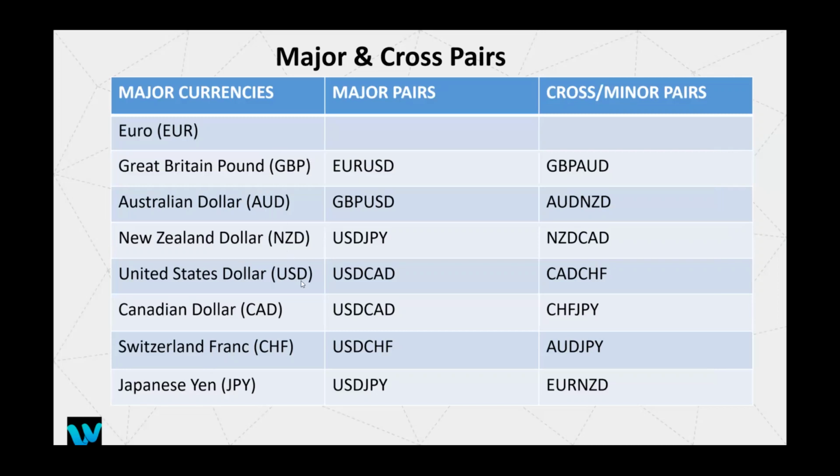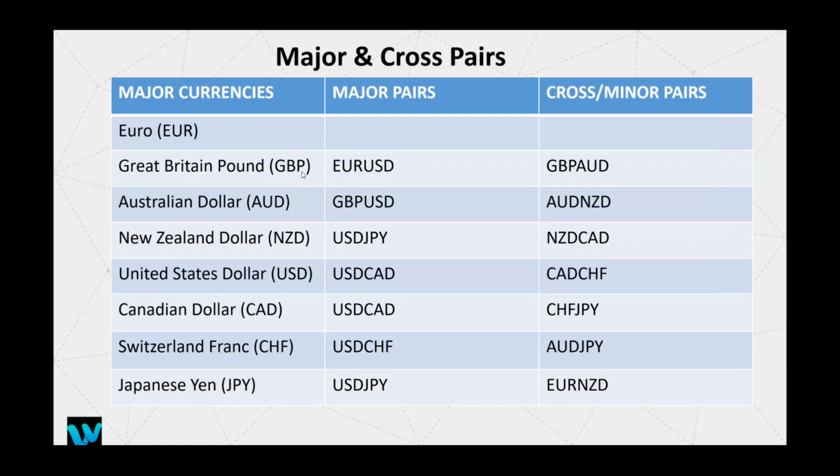They're always symbolized with three letters. The first two letters represent the official letters of that country. Every country has official letters. Nigeria is NG, Ghana is GH, South Africa is ZA. Australia is AU, New Zealand is NZ, United States is US, Canada is CA, Switzerland is CH, Japan is JP. Those are the official letters of those countries.